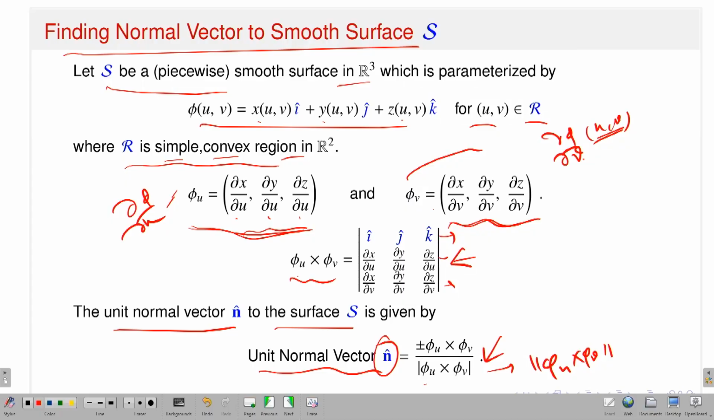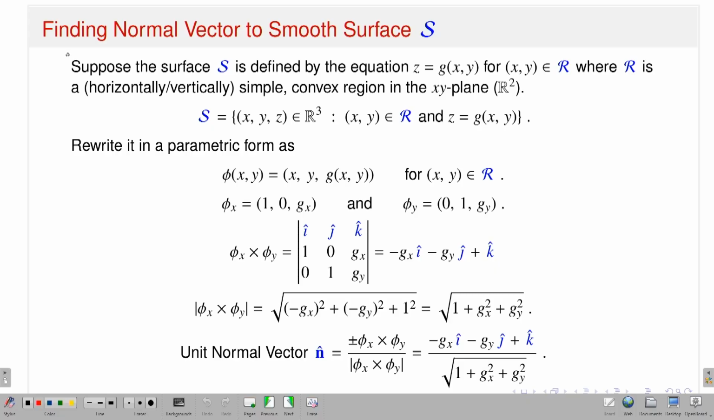That plus minus depends on whether I am talking about outward normal or inward normal. That depends on whether I am giving the plus sign or minus sign. Given u, v in the parameterization, the corresponding phi of u, v is a point in the surface. At that point, whether the normal is pointing in the outward direction depends on the plus sign, and inward direction depends on the minus sign. So that's how one can find the normal vector to my smooth surfaces.